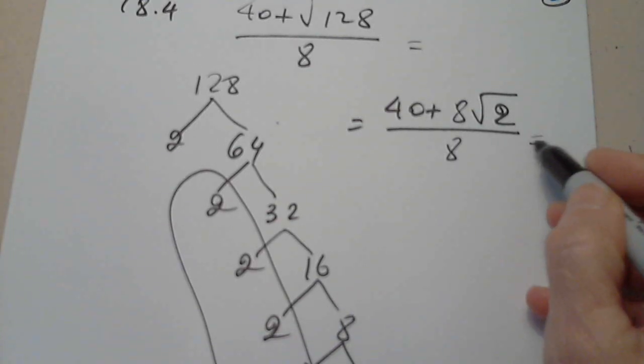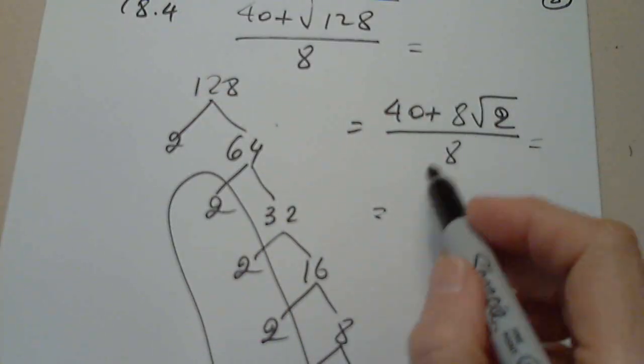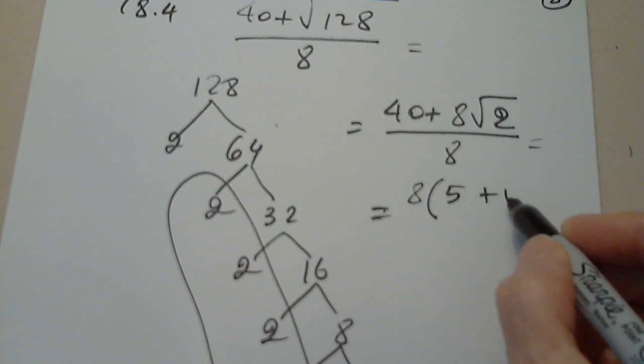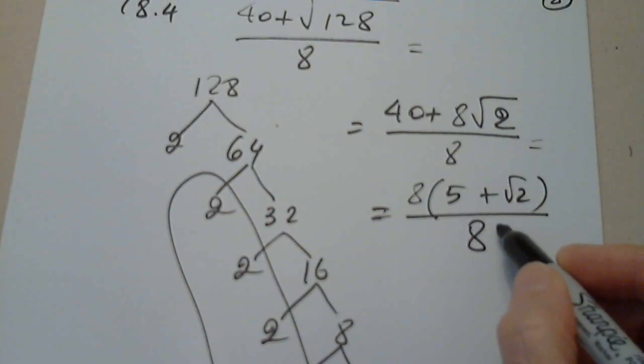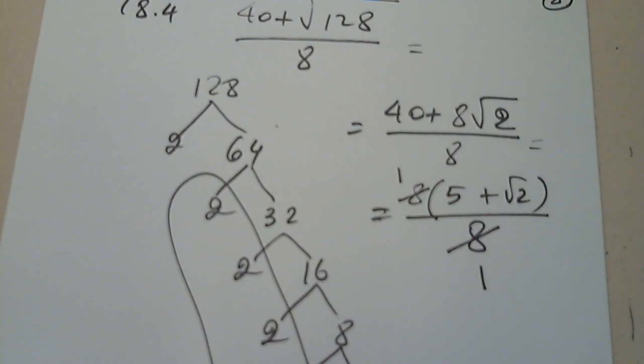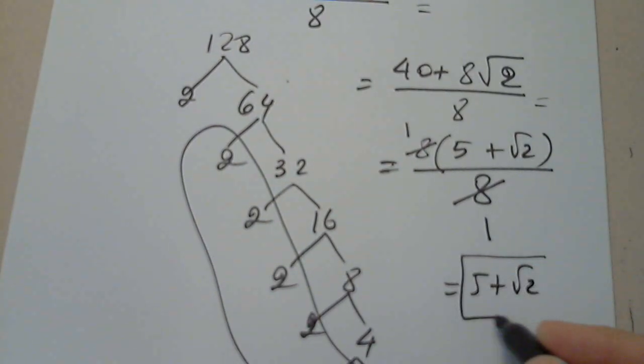Okay? You can separate into two fractions, or you can factor. So factor out 8, and we have 5 plus the square root of 2 over 8. Only now we are allowed to simplify because we are allowed to simplify only factors. And therefore, the final answer is 5 plus the square root of 2.